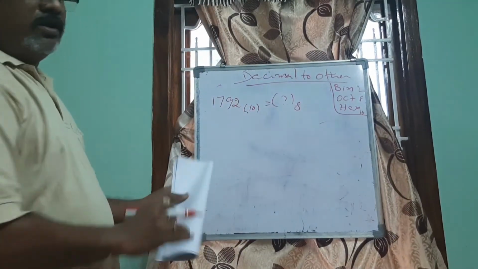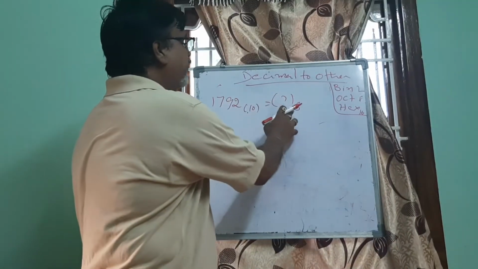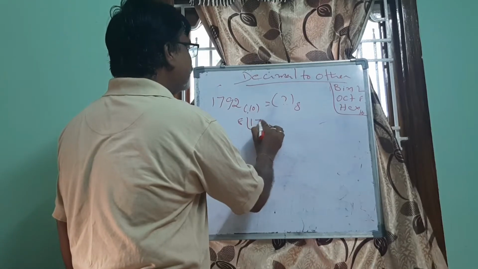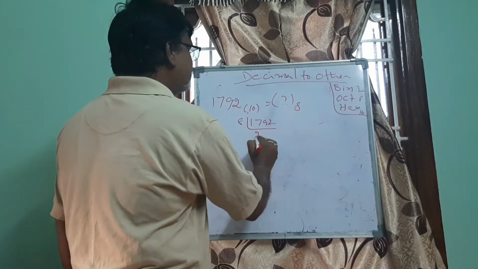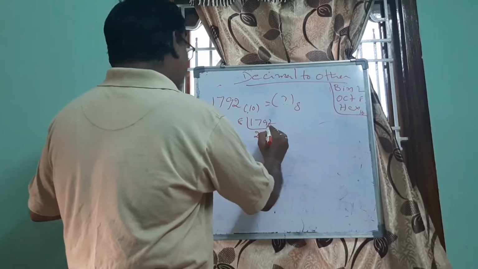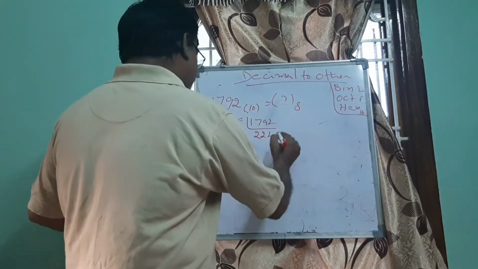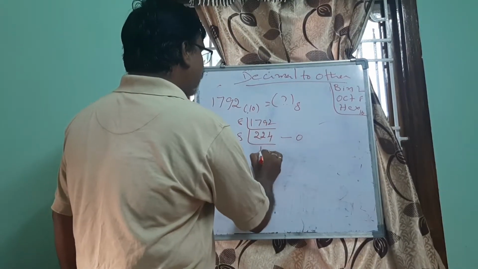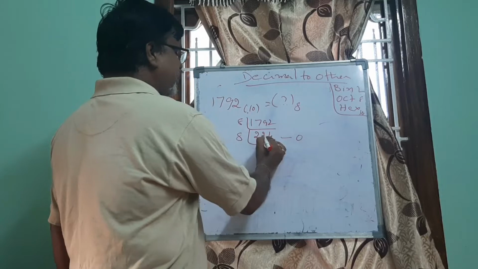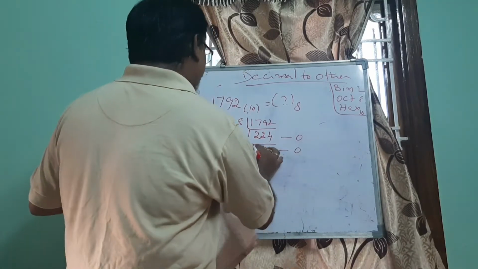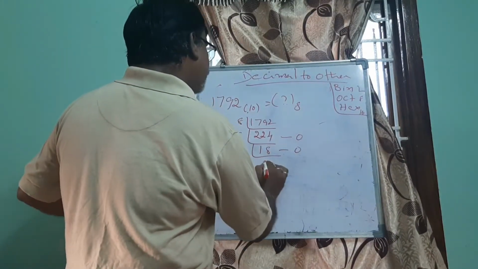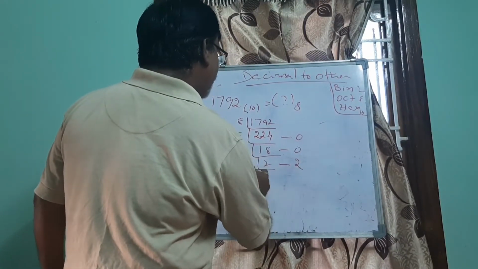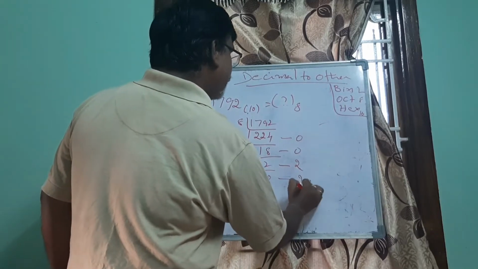As I told you, when any decimal number is given, whichever base you want to convert to, you have to divide with that. So 8. 17, 92, 8 twos are 16, 8 fours are 32. Okay, remainder here is 0. Then 8 ones are 8, 8 eights are 64, remainder 0. And then divide it with 8. Sorry, here the remainder is 2, and here 8 zeros, remainder is 2.